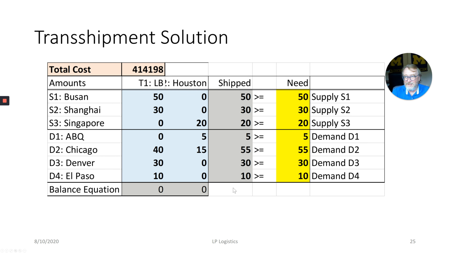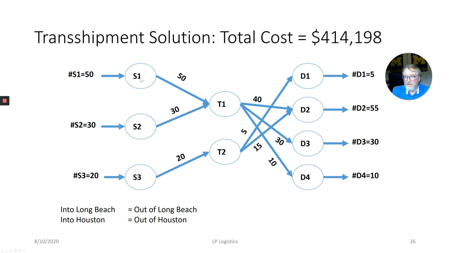All right. So that's the solution. This is how you'd represent it. So again, on this picture, we have 50 at Busan, 30 at Shanghai, 20 at Singapore. All 50 go to Long Beach, all 30 go to Long Beach, and all 20 from Singapore go to Houston. And then from Long Beach it's 40, then 30, then 10 to D2, D3, and D4, which are Chicago, Denver, and El Paso. And then out of Houston, we send 5 to Albuquerque and 15 to Chicago. Okay, so that's a graphical representation of the model, and it's $414,000.